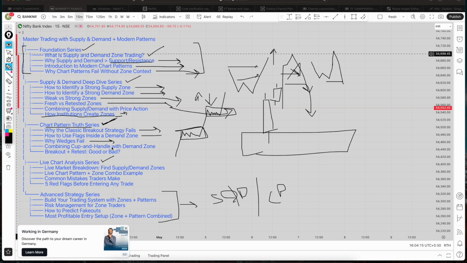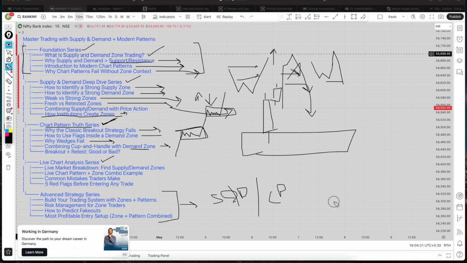And then we also have the cup and handle kind of pattern which is combined with demand zones, and how it really works. And we'll also see strategies where a breakout is initiated.